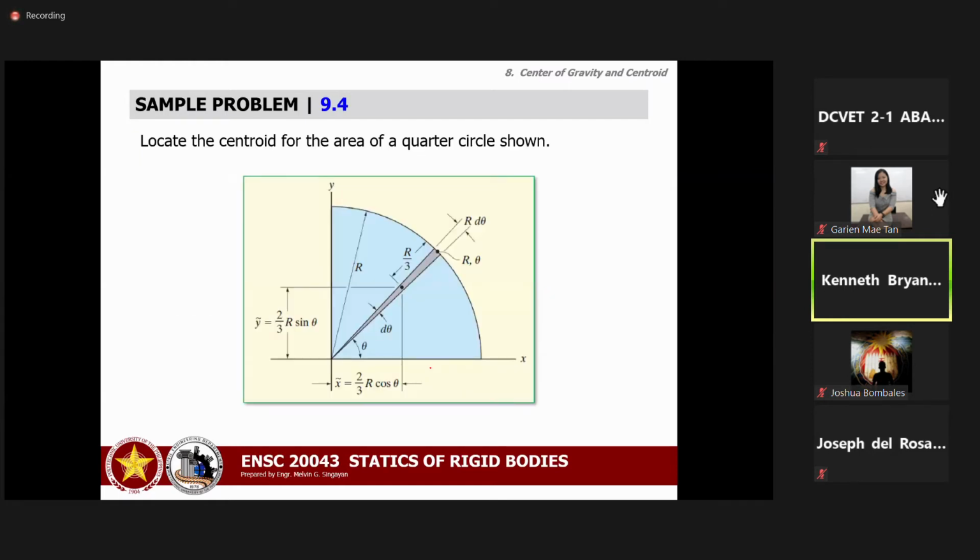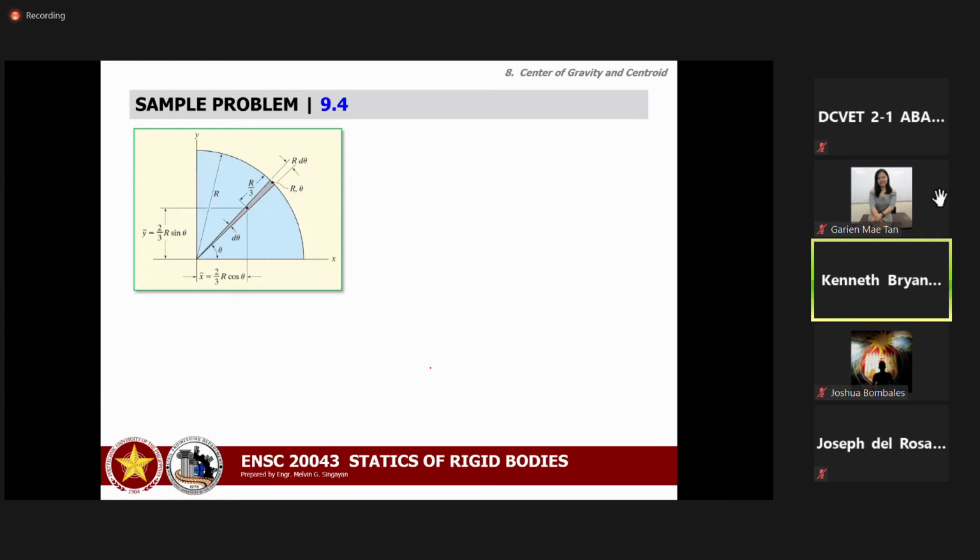Next, sample problem 9.4. Locate the centroid for the area of the quarter circle shown. We'll also use polar coordinates. The element is in the shape of a triangle, and the elements intersect the curve at point R and theta. It is a circular sector, but since this arc is very small, we can assume that it is a straight line, so we can treat it as a triangle instead of a circular sector.